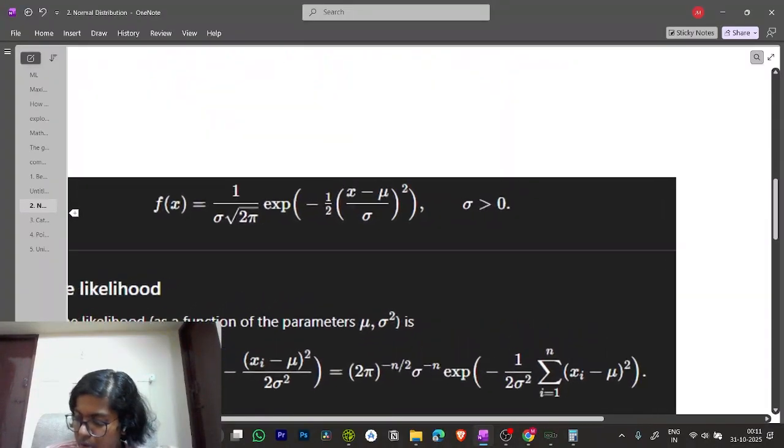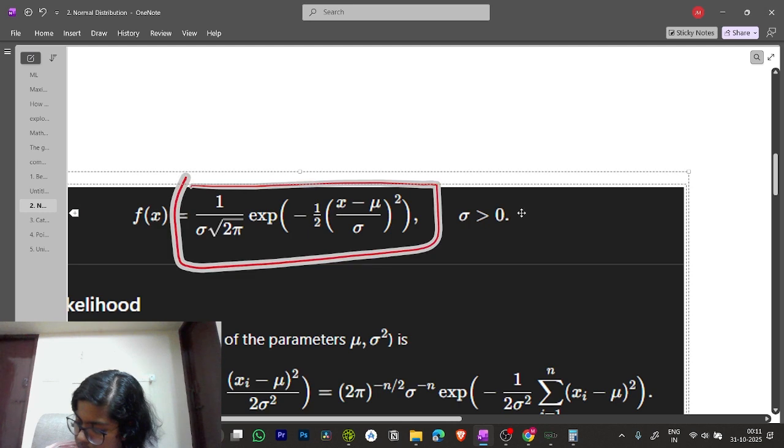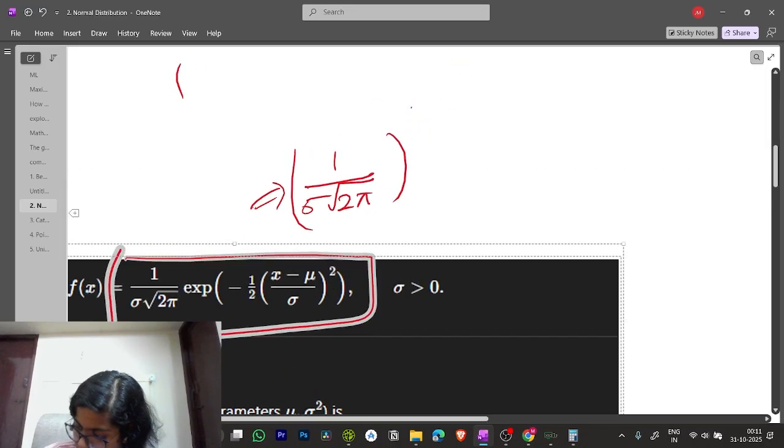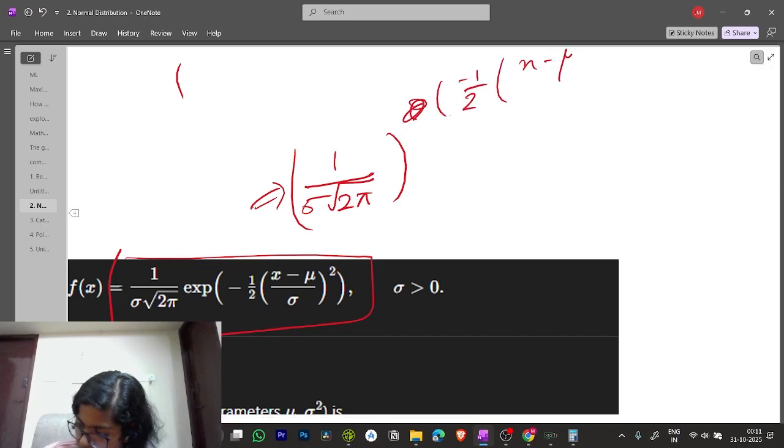So this is the formula of normal distribution. It is nothing but 1 by sigma under root 2 pi to the power minus 1 by 2 times x minus mu divided by sigma, whole square.